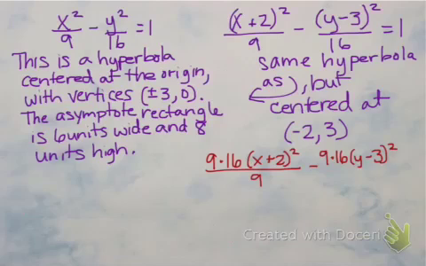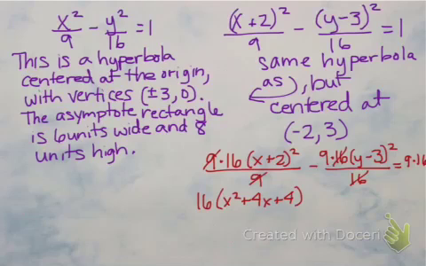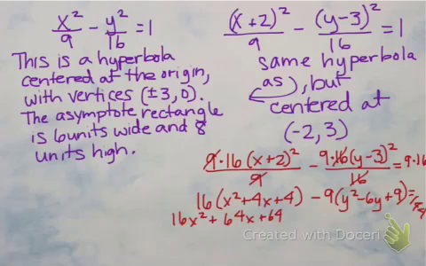So if we wanted to take this and write it in general form, we multiply every term by 9 and 16. The 9's will cancel out and the 16's will cancel out of the second term. So we end up with 16 times the quantity x squared plus 4x plus 4 minus 9 times the quantity y squared minus 6y plus 9, all equal to 144. We can distribute, so we get 16x squared plus 64x plus 64 minus 9y squared plus 54y minus 81 equals 144. And now we just need to reorder.